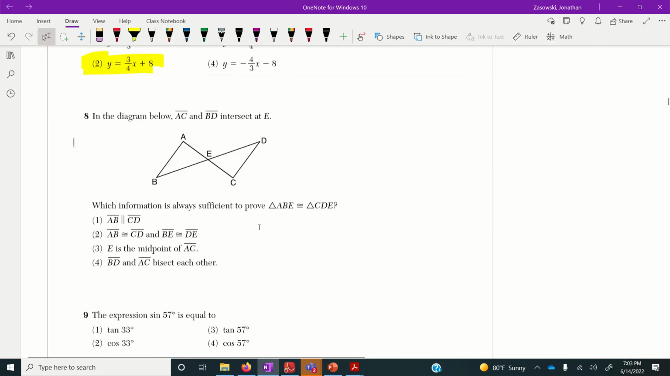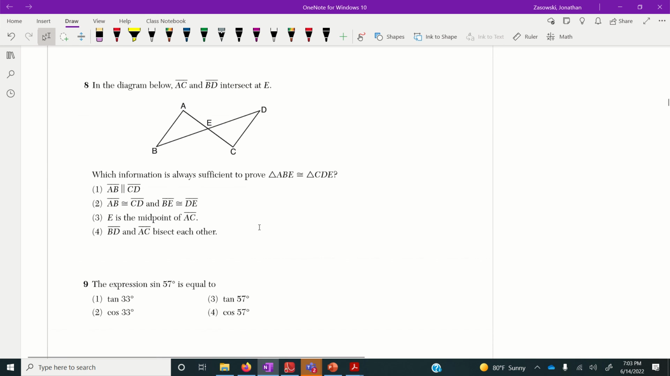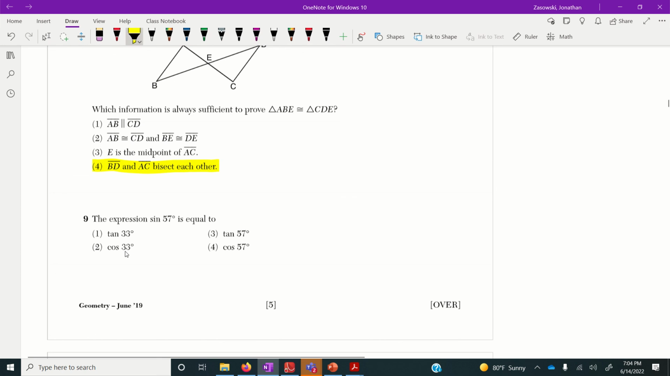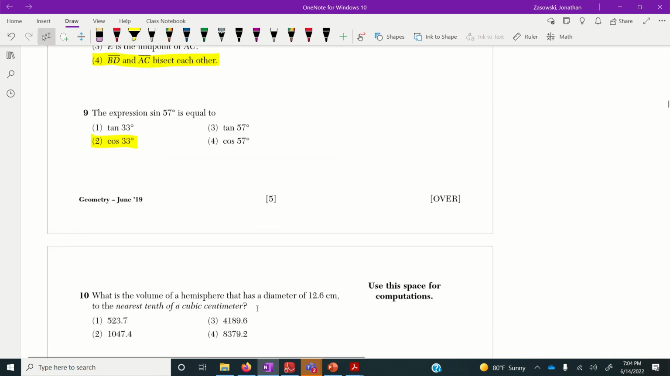Number 8, which information is always sufficient to prove that these are going to be congruent? We did this one in class for another question. That's going to be choice 4, that the lines bisect each other, because we're going to have vertical angles in the middle. Remember, the sine of one angle is always equal to the cosine of its complement, meaning it adds to 90. So it should be choice 2. 57 and 33 make 90. Don't pick the same one.